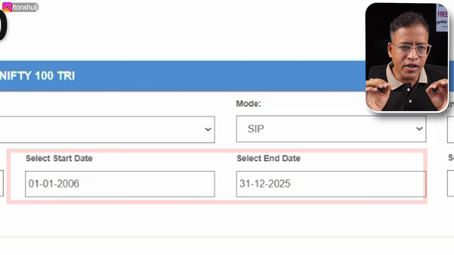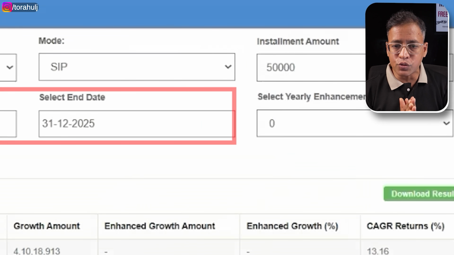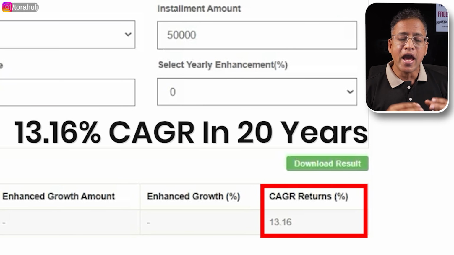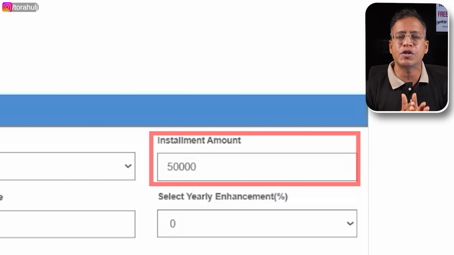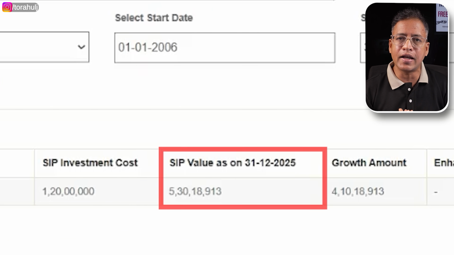So coming back to Nifty 100, I've taken last 20 years of SIP returns, which is around 13.16% CAGR basis, and my investment, which is 50,000 rupees per month, done over next 20 years, comes out to be 1 crore 20 lakh is my principal amount, and my growth will be around 5 crore 30 lakh rupees. That is what the wealth I'm going to make if I do large cap.